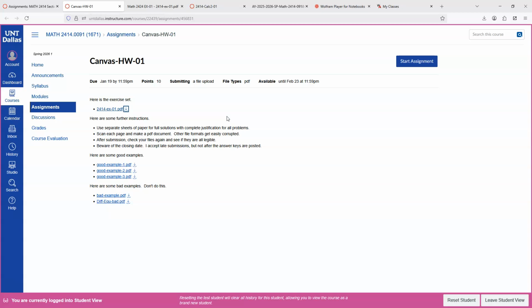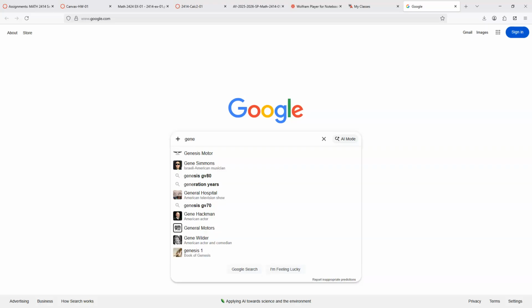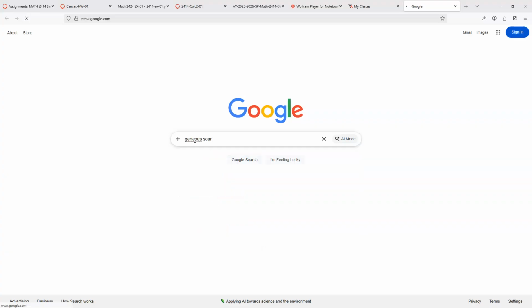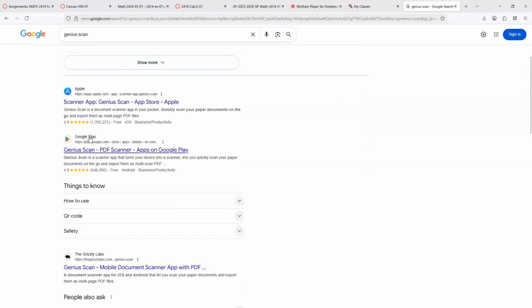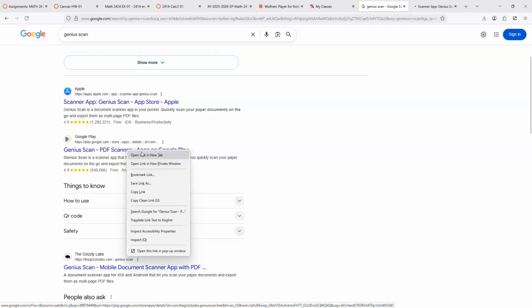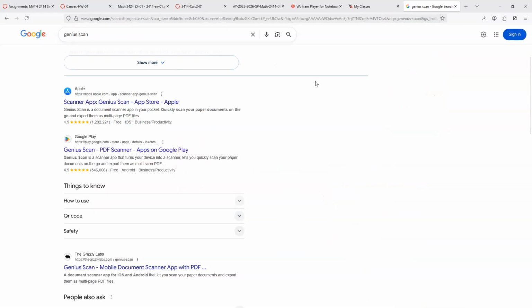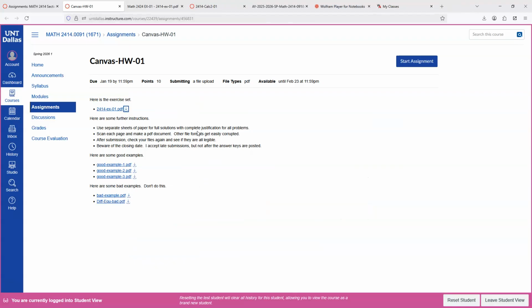And my favorite scanning tool is Genius Scan. Oh, typo. Okay, Genius Scan with Apple and for Android. Yeah, this is my favorite. Among the free scanning apps, this is my favorite. But there are many others, and many other free scanning tools available too. In any case, they're free and they're available, and they produce very good PDF documents with multiple pages.